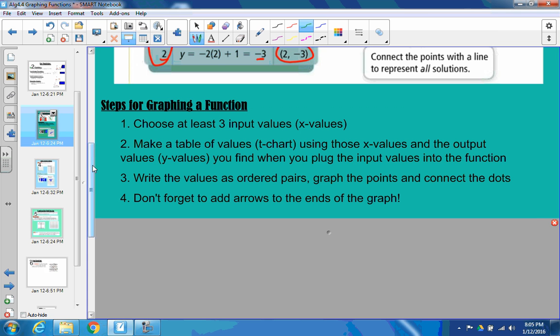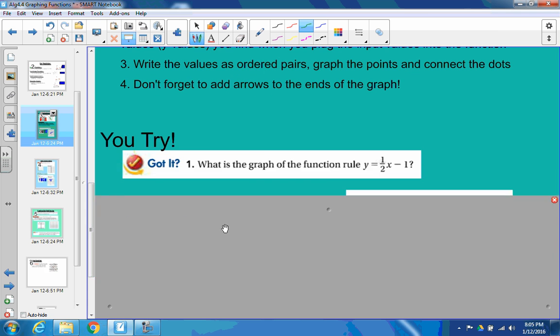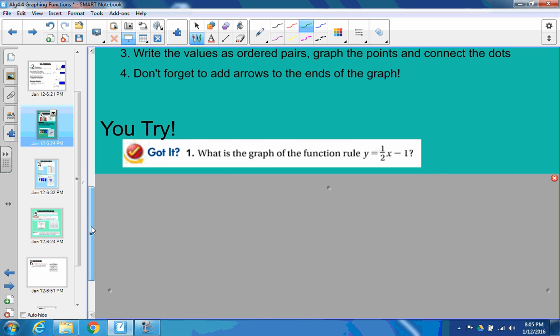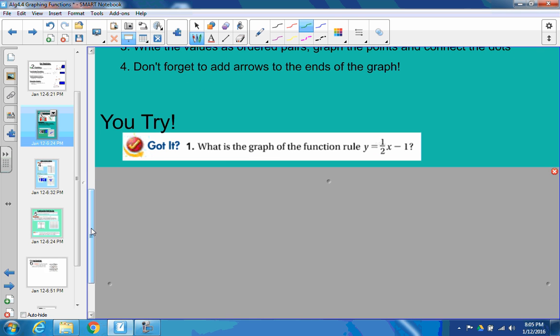So here's what I'd like you to do on your own. I want you to try this one. Get a piece of graph paper or make your own graph. What is the graph of the function rule y equals 1/2 x minus 1? So try this one on your own, please.